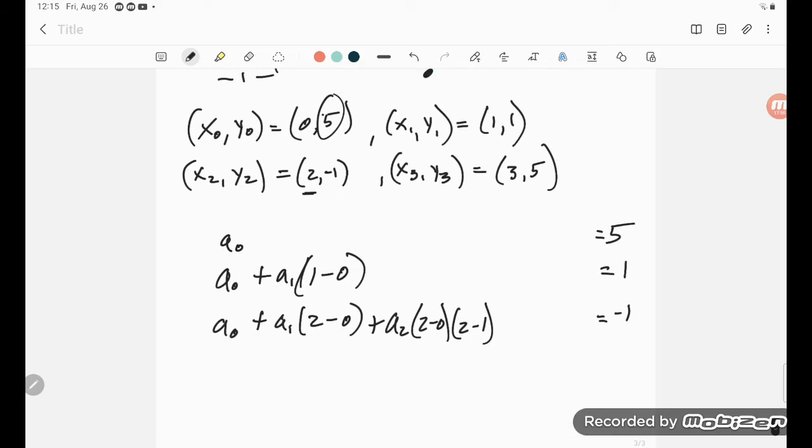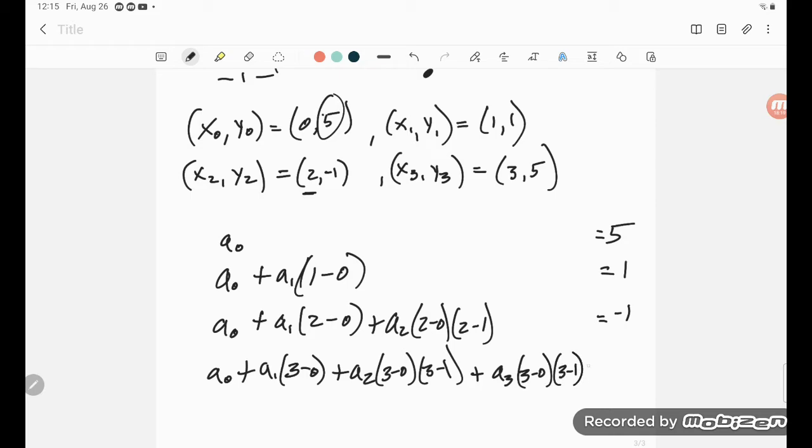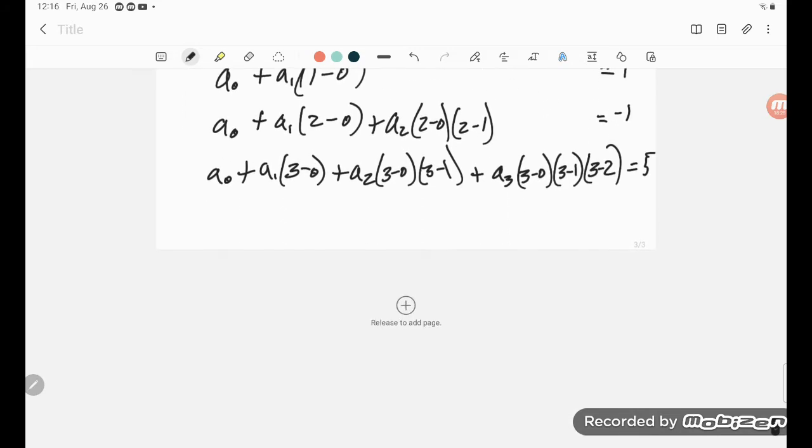Okay, and then finally a0 plus a1, and it was x3, so 3 minus 0, plus a2, 3 minus 0, 3 minus 1, plus a3, 3 minus 0, 3 minus 1, 3 minus 2 equals 5. Whew, just barely.